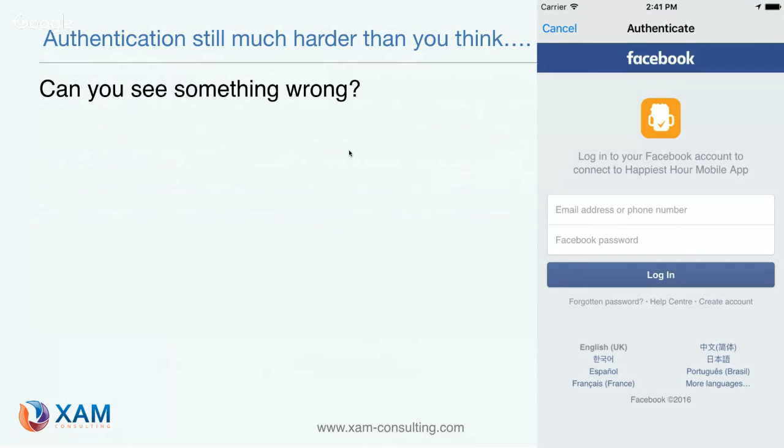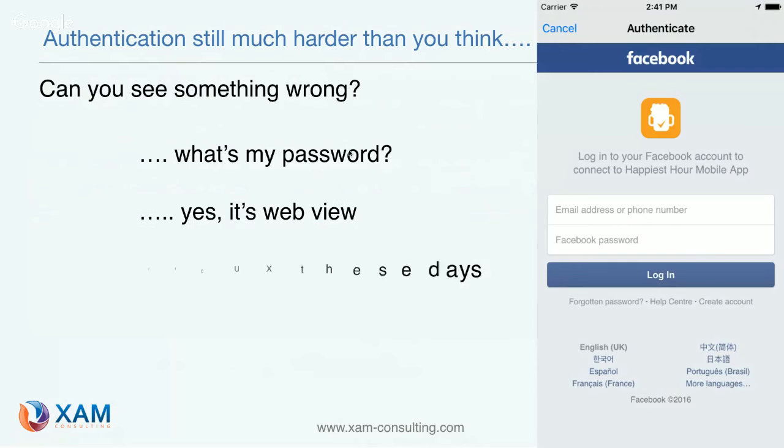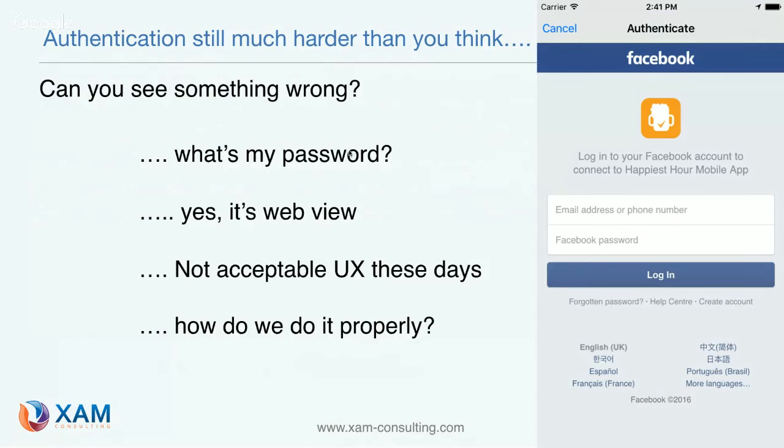Because it's a web view, it's not going to take any credentials or authentication that you have with Facebook. So whenever somebody wants to authenticate with Facebook, they're going to have to put in their username and password. So it's really just not acceptable to have something like that. If you're going to have a native application, you need to integrate with the native Facebook SDK, and you need to open up the Facebook app, and then you need to come back into your application. So how do we do it properly?